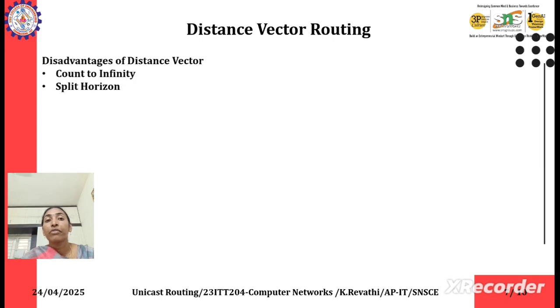The disadvantages of distance vector routing are the count to infinity problem, and finding the least cost takes a very long process. Then split horizon is introduced during distance vector routing.